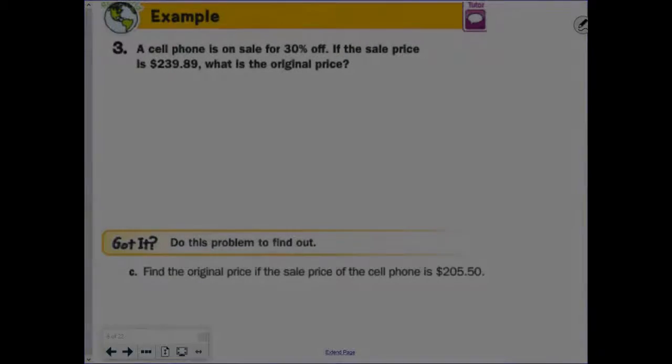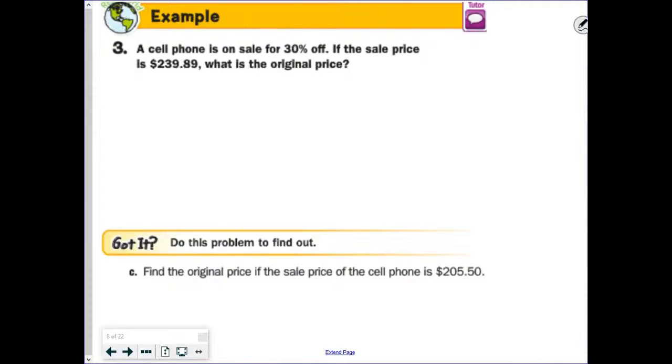Okay, take a look at example number 3. A cell phone is on sale for 30% off. If the sale price is $239.89, what is the original price? In this problem, we're not given the original price. We're being asked to find it. So we're going to approach this problem a little bit differently.